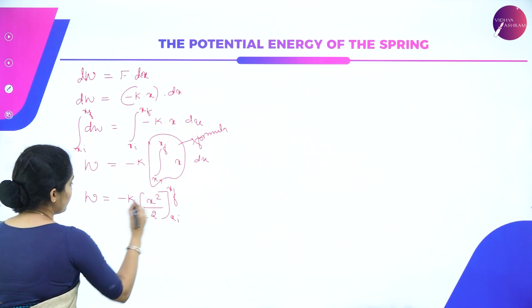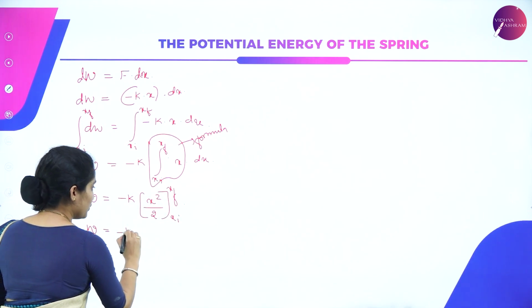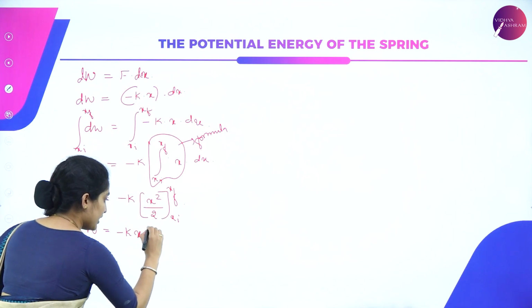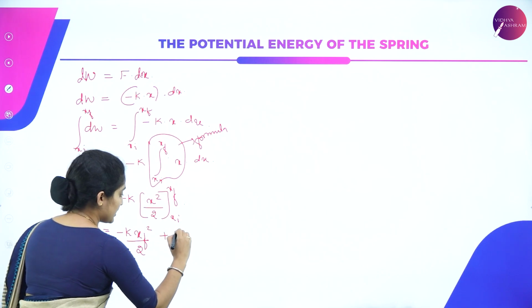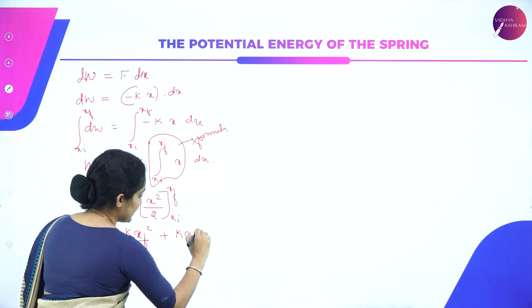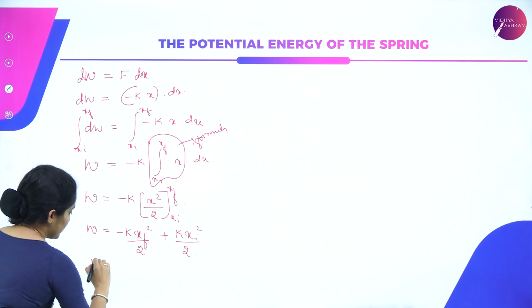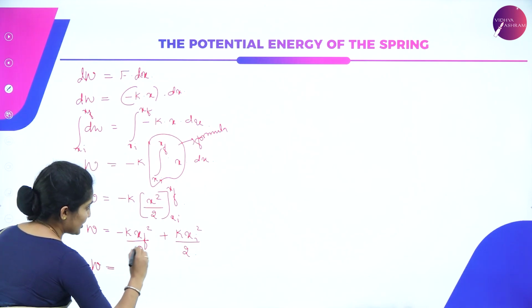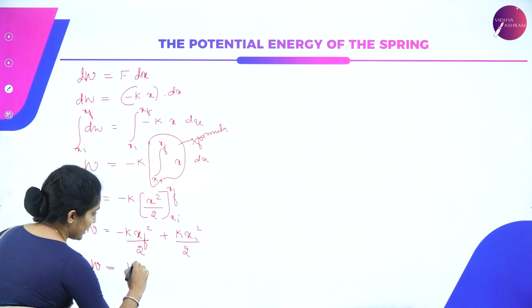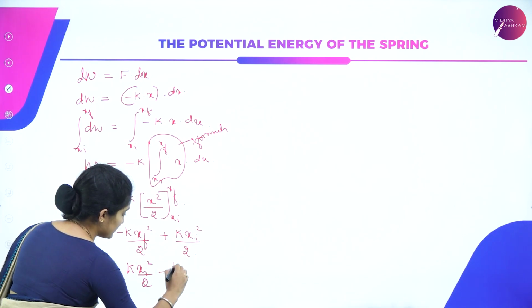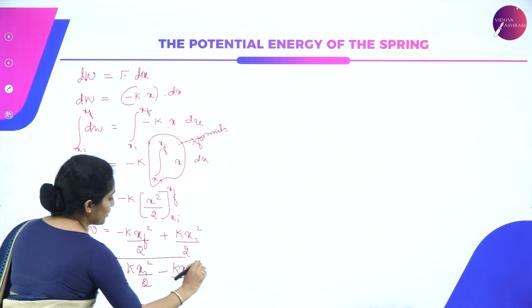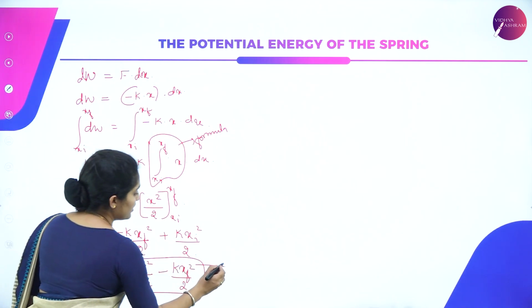So now, substituting these forms, we have W is equal to minus k xf square divided by 2, and minus of minus, that means plus k xi square divided by 2. So W is equal to, we can interchange it and write it as, k is a common out, k xi square by 2 minus k xf square divided by 2. Either we can take it common out or else we can retain it in the same way.